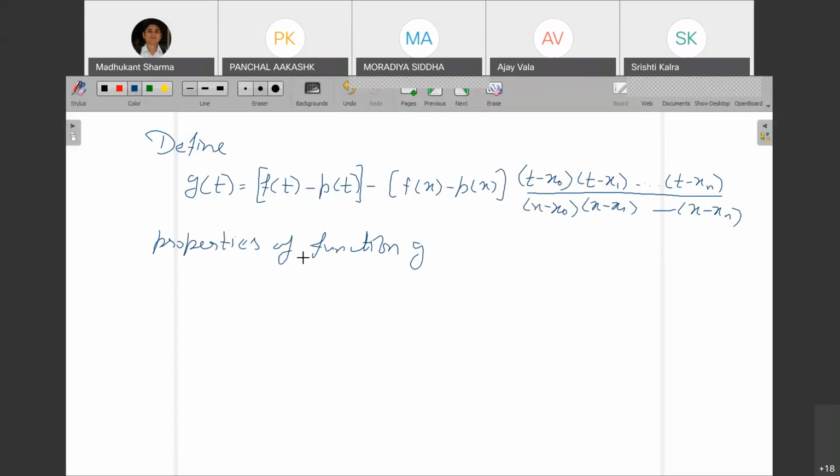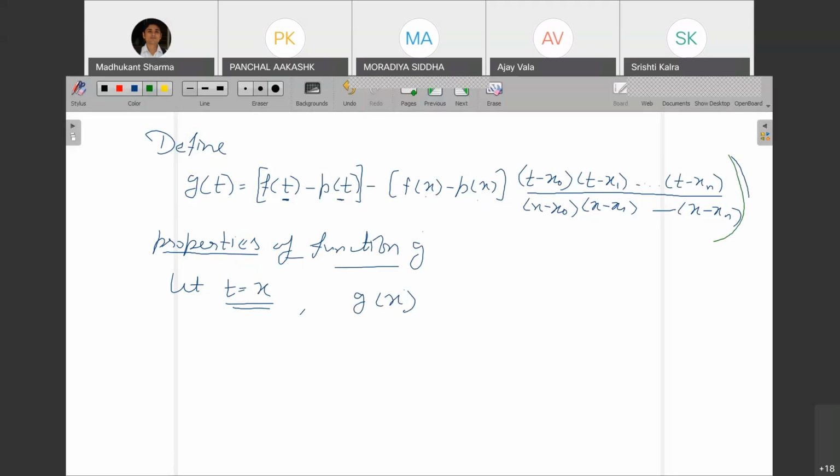So we are going to see the properties of function g. Let t equal x. So you just set t equals to x. Then what will happen? g of x is equal to... if you substitute t equals x here and here, where x is a fixed value, and then you look at this term.